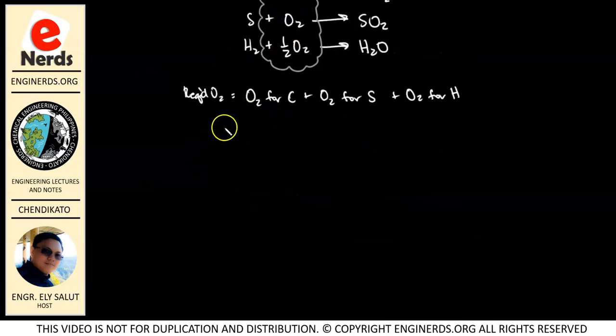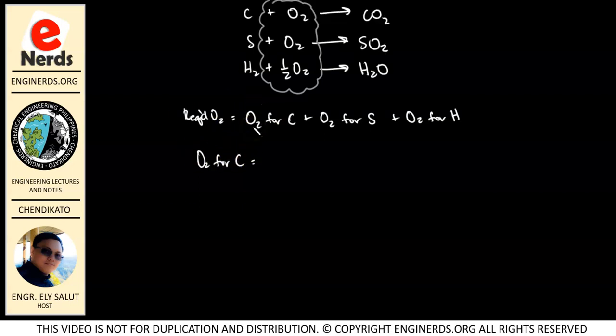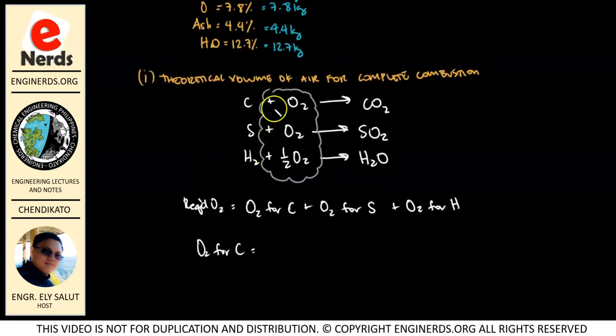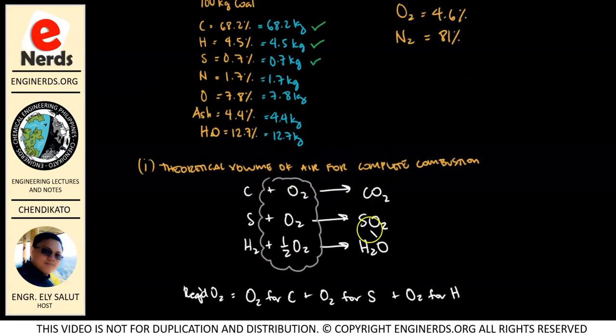Okay, so ngayon kailangan nating makuha yung number of moles ng ating O2 for carbon, number of moles ng O2 for sulfur, and number of moles ng O2 for hydrogen, no? So, unahin natin yung number of moles ng O2 for carbon. Okay, so gaano karaming oxygen ang kailangan natin to convert all the carbon na nasa ating fuel to CO2.